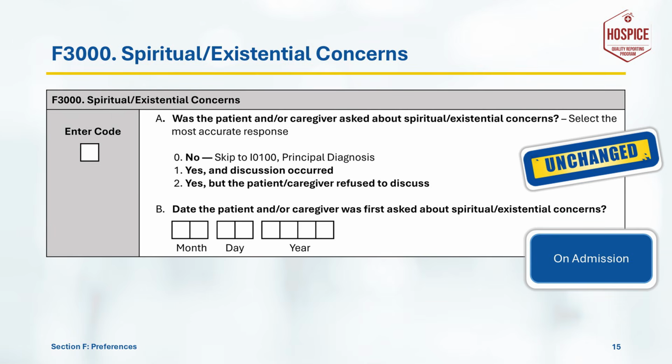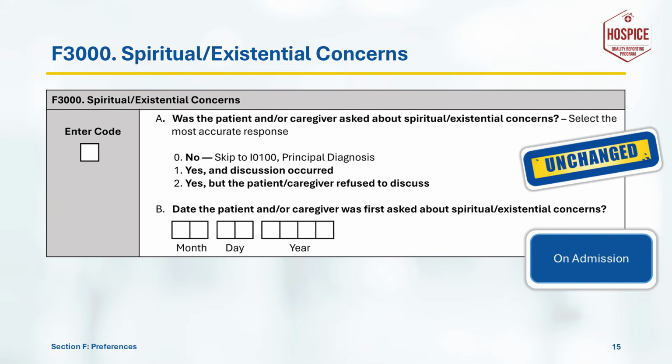Code 1 Yes and discussion occurred is chosen if there is documentation that the hospice discussed the particular preference and engaged and/or had a conversation with the patient and/or responsible party. The conversation that occurs doesn't mean that the patient has to choose for or against a particular preference. Code 2 Yes, but the patient or responsible party refused to discuss is chosen if there's documentation that the hospice asked about the particular preference, but the patient or responsible party refused to discuss or was unable to discuss.